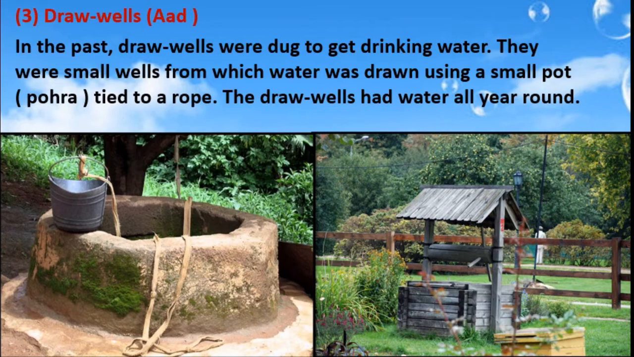They were small wells from which water was drawn using a small pot, that is called pohara, tied to a rope. The draw wells had water all year round. When the tap water system was introduced, the draw wells went out of use and many were sealed.